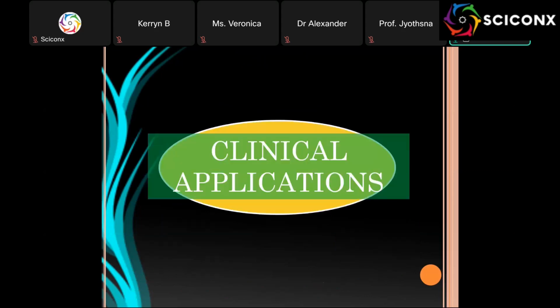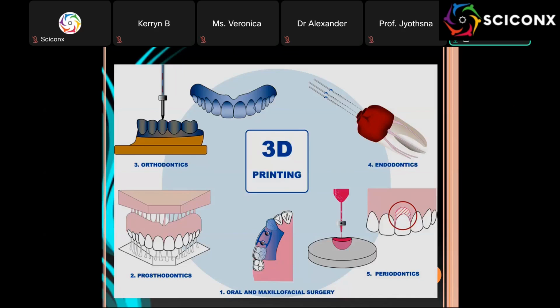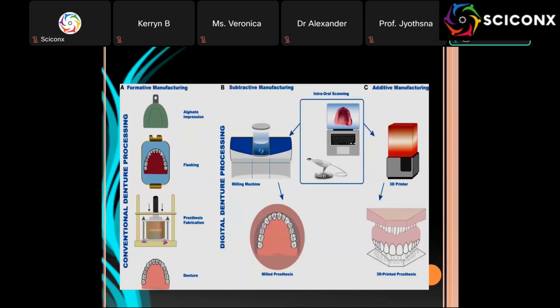Okay, so now I'm going to discuss the various clinical applications, where we can use this three-dimensional technique in a dental office. It is used in each and every branch of dentistry, whether as an orthodontist, prosthodontist, periodontist, endodontist, or in oral and maxillofacial surgery. In each branch, we can use three-dimensional printing for treatment planning and diagnosis planning. For example, we can add this technique for manufacturing a denture, crown and bridge.